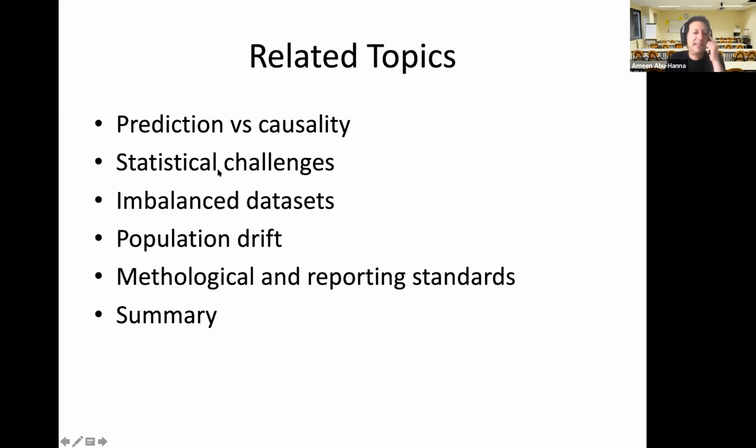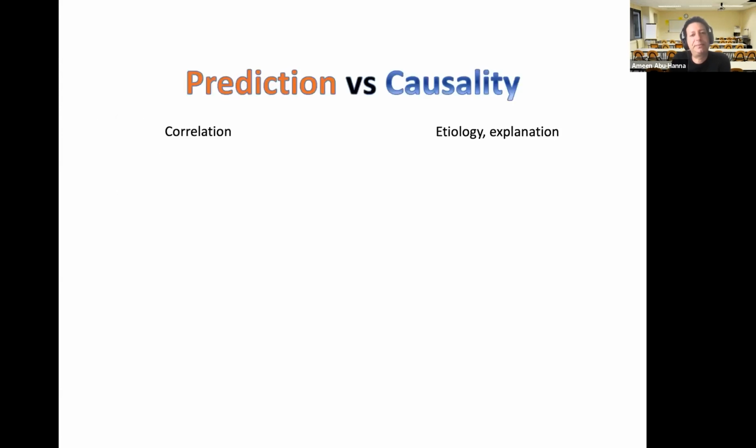Then I'll talk about some statistical challenges, imbalanced data sets. We already talked about it in terms of using the precision recall, so I'll be very brief there. Then population drift, and methodological reporting standards, and I'll finish with a summary. Please stop me anytime you have a question.